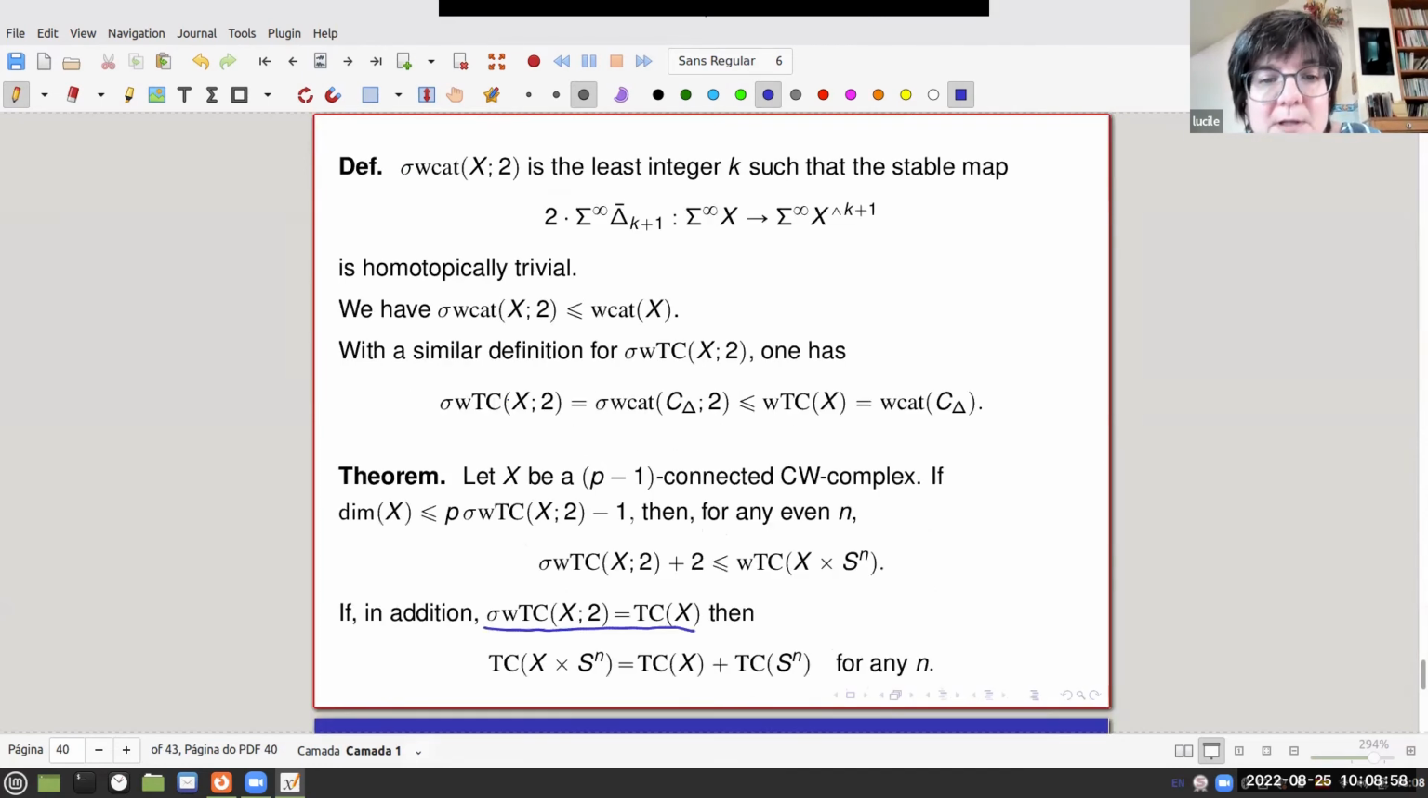Yes, maybe let me just come back here. Yes, if this is equal to TC, then we have the equality for N even, but also for N odd, because since sigma weak TC is lower than weak TC, if they are equal, we will also have the weak TC equal to TC, and then the previous theorem also applies for the odd cases. Okay, and then we will get equality for any N, okay?